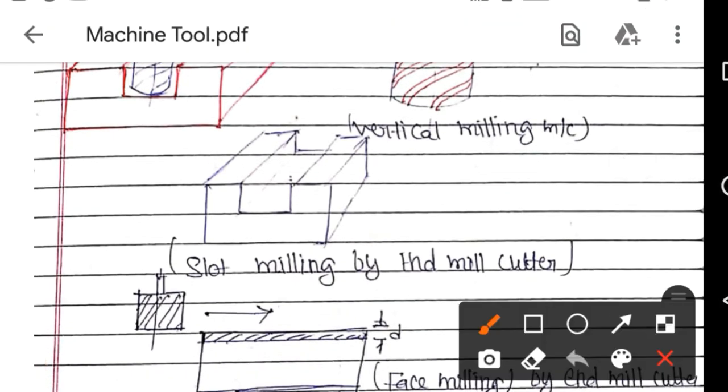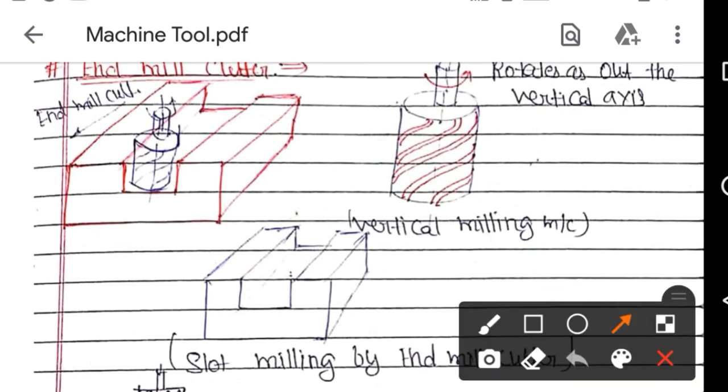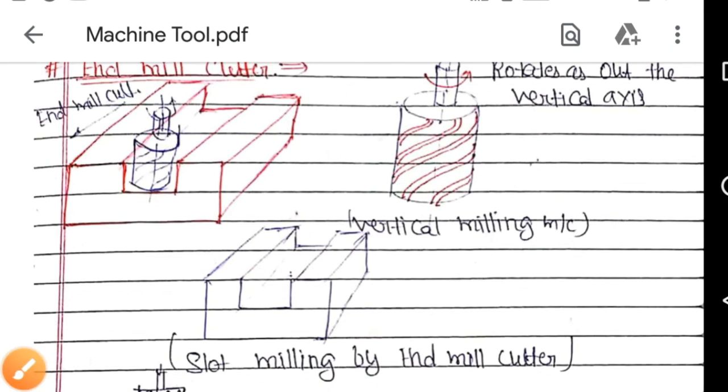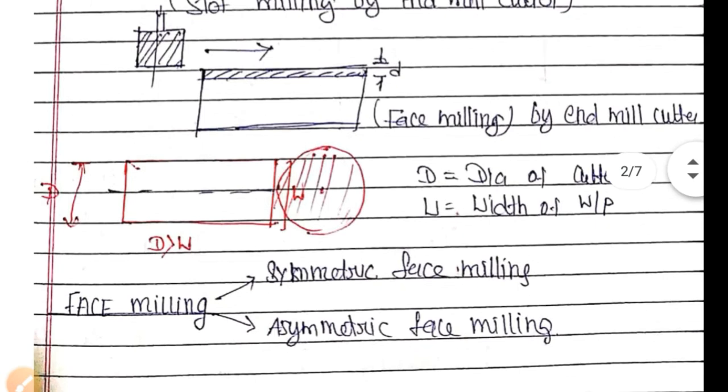This is how we make the slot. The end mill cutter will cut on the workpiece. This is how it cuts on the surface of the workpiece. This is called slot milling by the end mill cutter. Face milling is also done by the end mill cutter. So the end mill cutter is used for slot making and also for face milling.